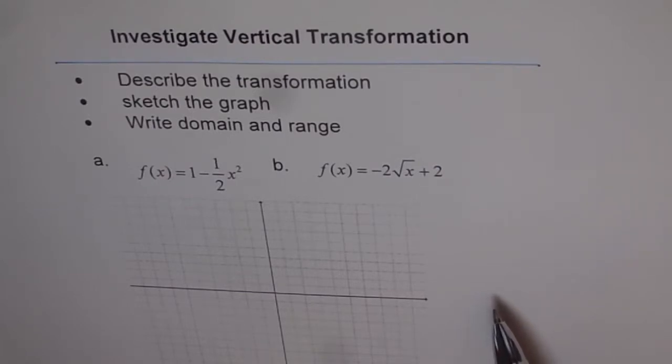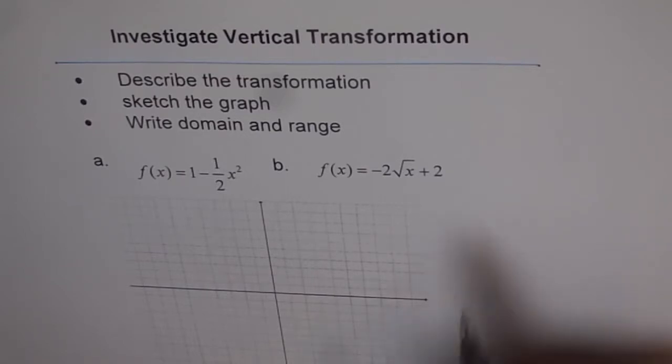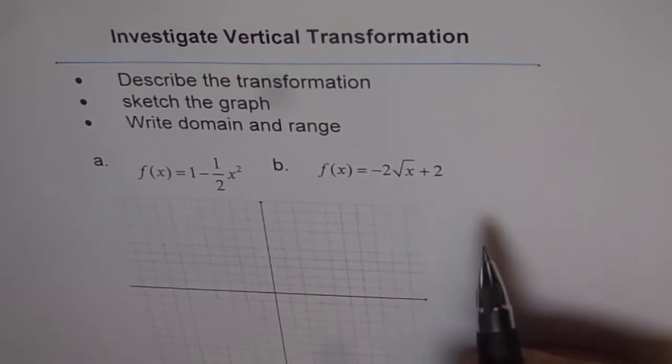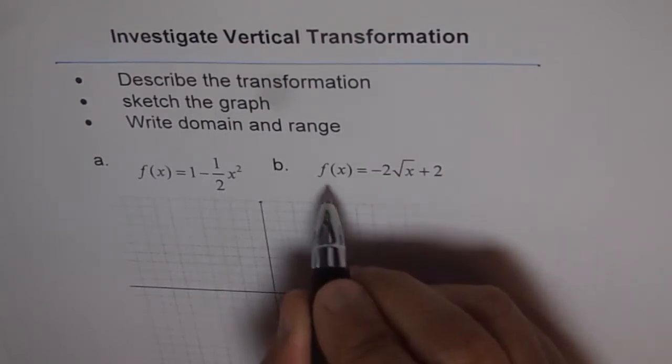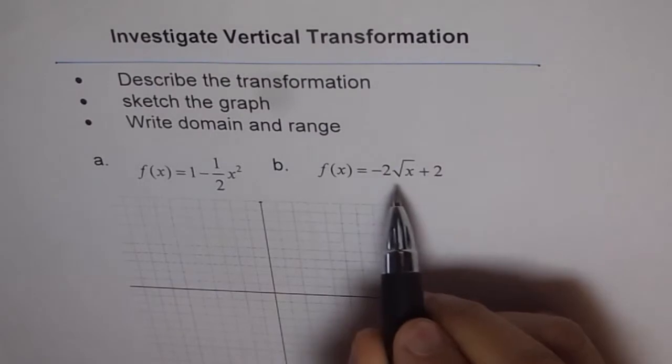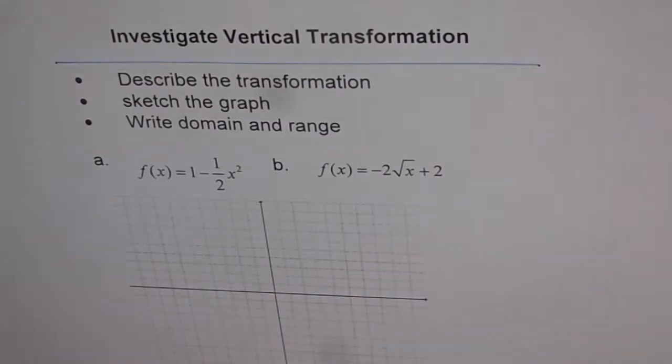They are similar transformations, so I will do one of them and explain the process. The other one is a practice problem for you. So let me take up this square root function. The square root function for us is f of x equals minus 2 square root x plus 2. So let's start by describing the transformation.